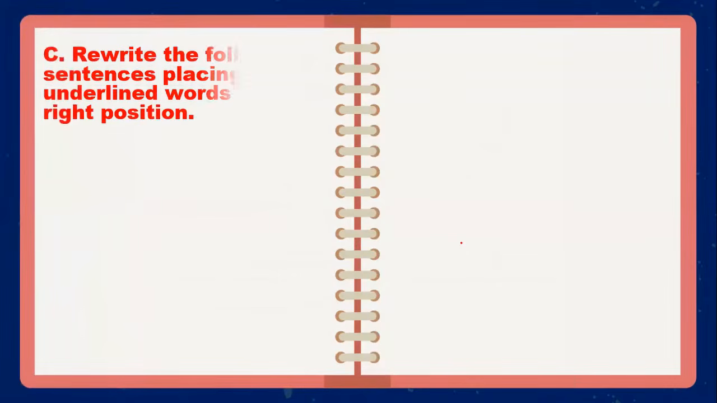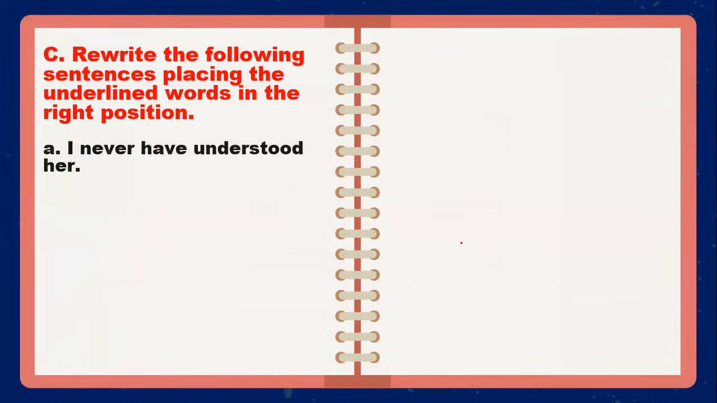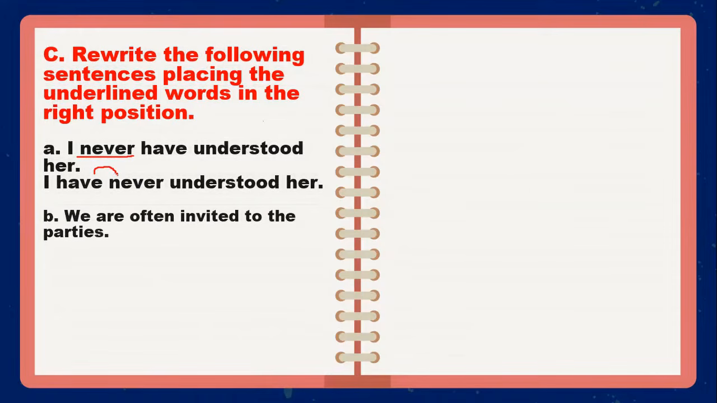And the next questions you have, it says rewrite the following sentences placing the underlined words in the right position. I never have understood her. So this is the word, it is not in the proper position. If it is not in the proper position, you have to place it in the right place. And it is auxiliary पछि हामी राख्छौं र अघि कुरा गरेको थियौं. So I have never understood her. Number B, we are often invited to the parties. So this is right. जस्तै auxiliary आयो भने auxiliary पछाडि नै राखिन्छ often, यो ठीक छ. So do not make any changes here. So the question is correct.